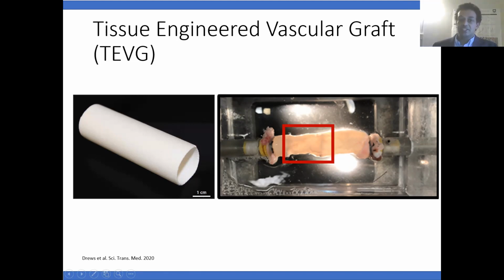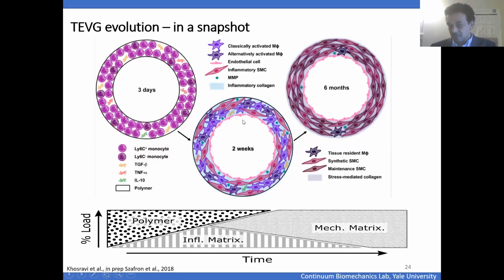Now, one of the complications, so the way the system works is, the polymer is implanted initially. You have time on the x-axis, load on the y-axis. Initially, the polymer is bearing all the load, and then slowly the polymer degrades. The inflammation, which is caused by circulating monocytes that penetrate the tissue, starts depositing matrix. And subsequently, over a period of time, the inflammatory cells recruit surrounding cells, which in turn start producing matrix, and that is what we call mechanomediated matrix.